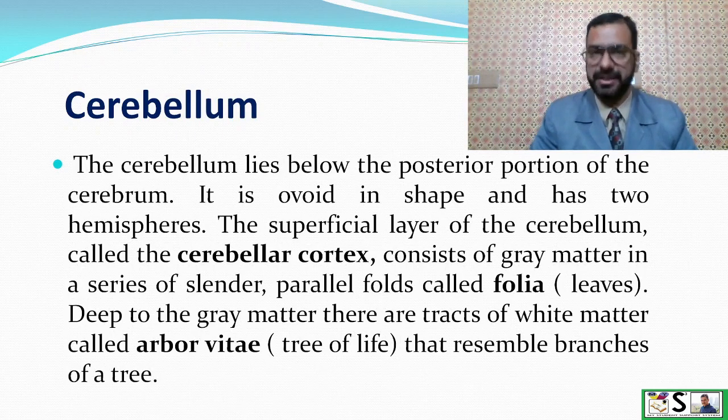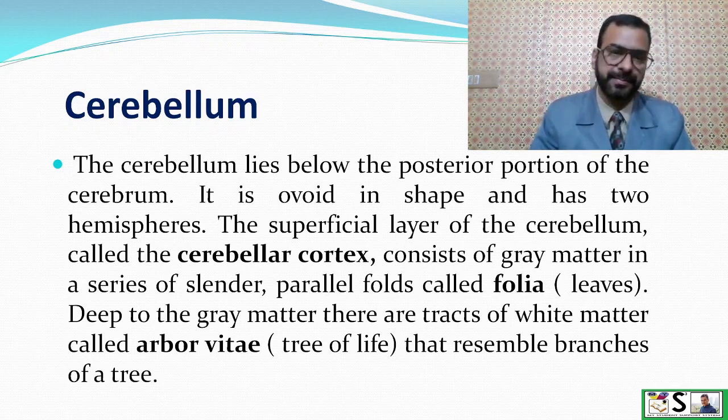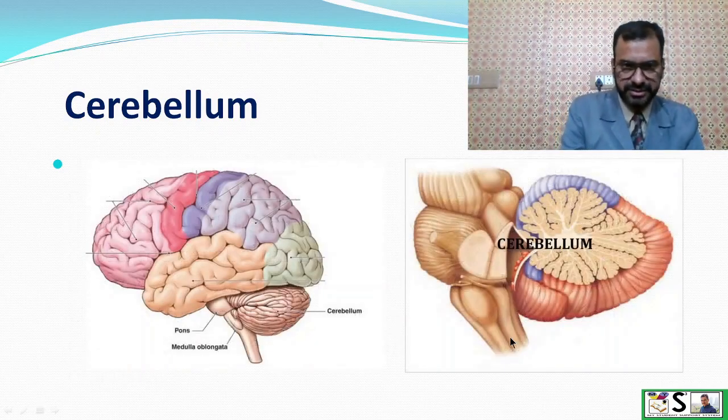Next part is cerebellum. The cerebellum lies below the posterior portion of the cerebrum. It is ovoid in shape and has two hemispheres. The superficial layer of the cerebellum, which is also called cerebellar cortex, consists of gray matter in a series of slender parallel folds, and these folds are called folia. Deep to gray matter, there are tracts of white matter called arbor vitae or tree of life that resembles the branches of a tree. You can see this picture.